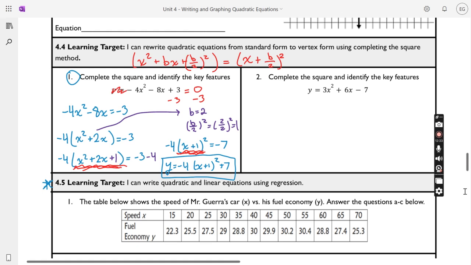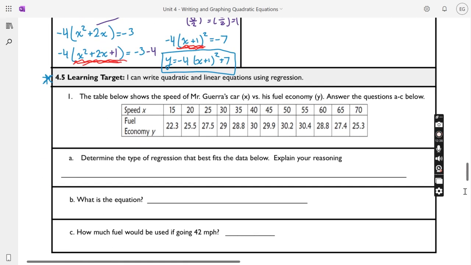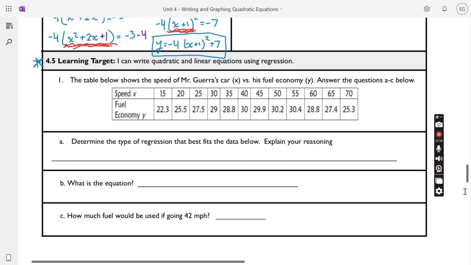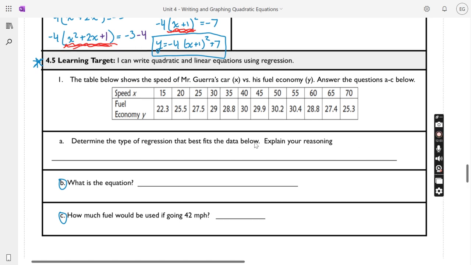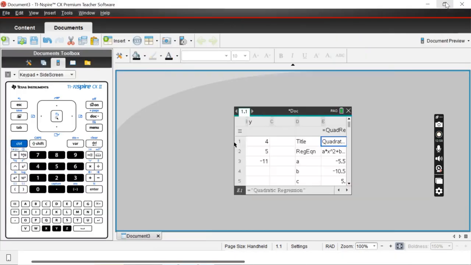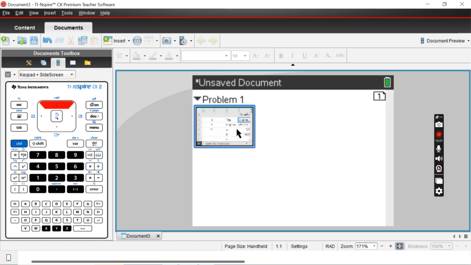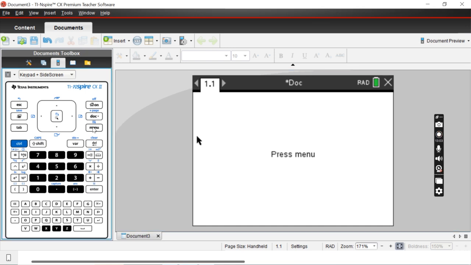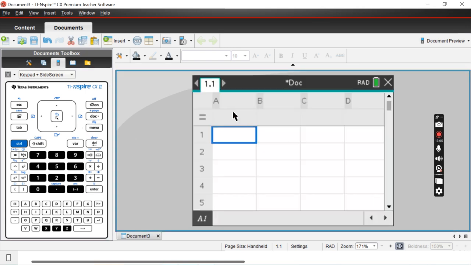Okay, so next one is this regression question. So this regression question, we're mostly going to focus on B and C. So what we got to do is we just got to get all this information and plot it into a list and spreadsheet. So I'm going to show you exactly how to do that using TI Nspire, which I got right here. So I'm going to start from scratch. You could reference the information that you have on your paper. So I got it on my iPad also.